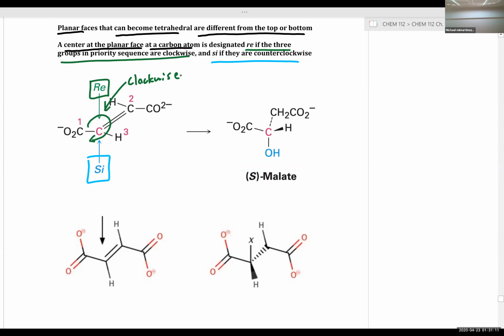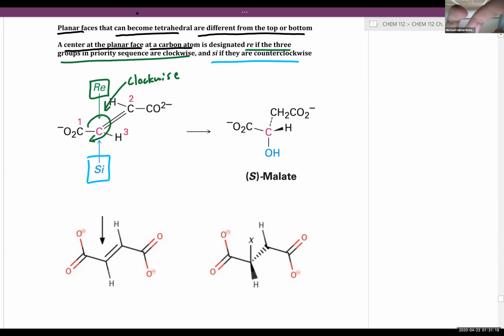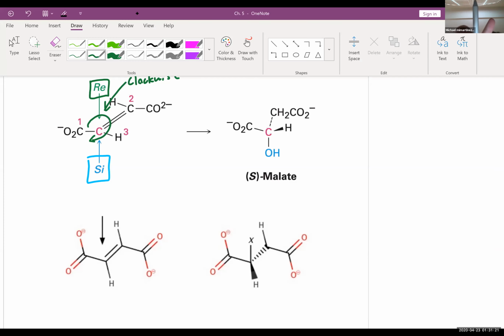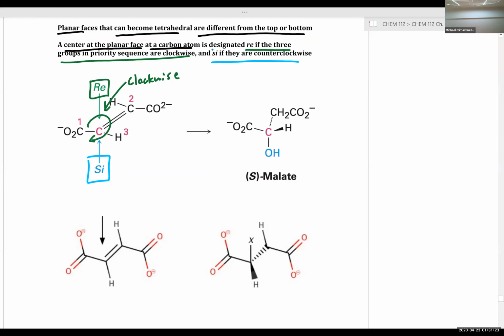Does that make sense to everyone? Does everyone see how from the Re face, our groups ranked in order of priority are clockwise? Now let's look at the Si face view. And to do that, I know I've been saying this a lot, we're going to build a model to help everyone see what's going on.